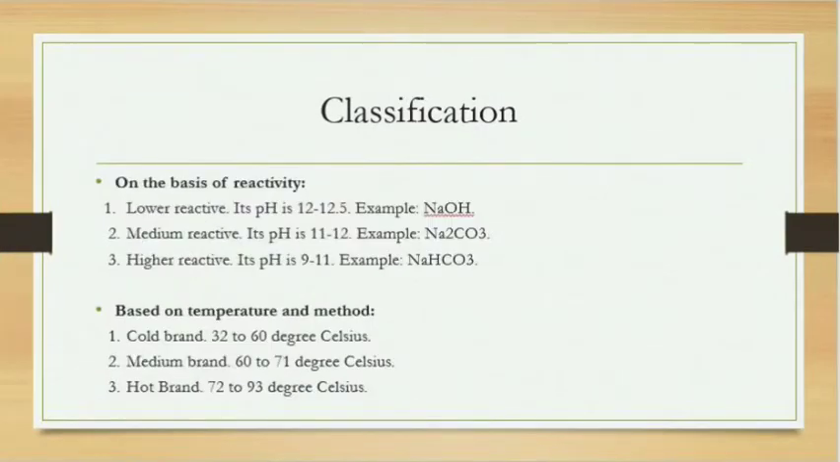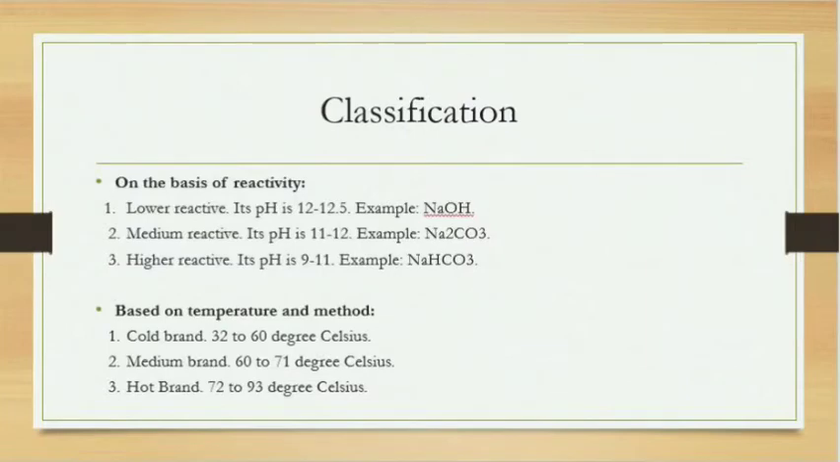After that, when we classify on the basis of reactivity, we get 3 types: lower reactive, medium reactive, higher reactive. For lower reactive, the pH is 12 to 12.5. Its example is sodium hydroxide. For medium reactive, the pH is 11 to 12 and sodium bicarbonate is its example. For higher reactive, the pH is 9 to 11 and its example is sodium hydrogen carbonate.